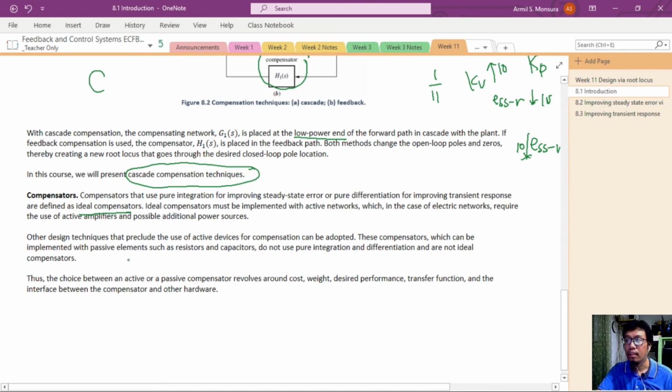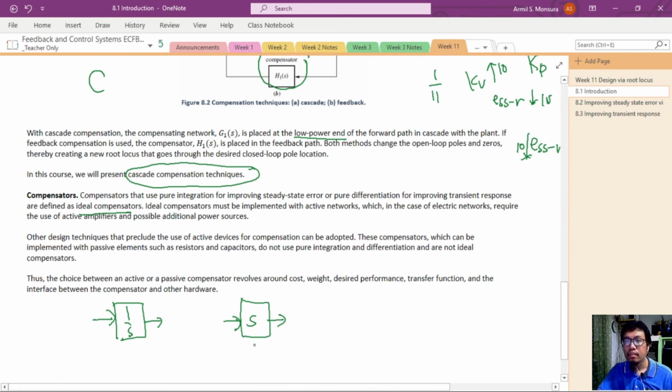Okay, so we can use our pure integrator and our differentiator to be able to improve steady state error for the integrator and transient response for the differentiator. But these compensators are only implemented using active networks. Our integrator, the 1 over S system, and our differentiator can only be implemented in circuits using active networks. So we can only implement those using op-amps.